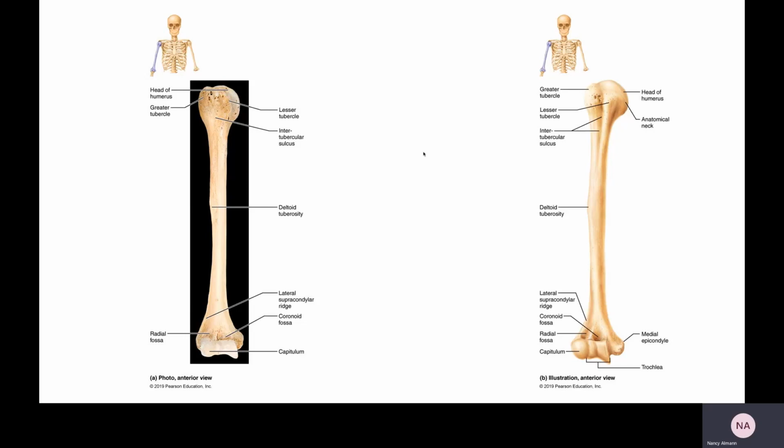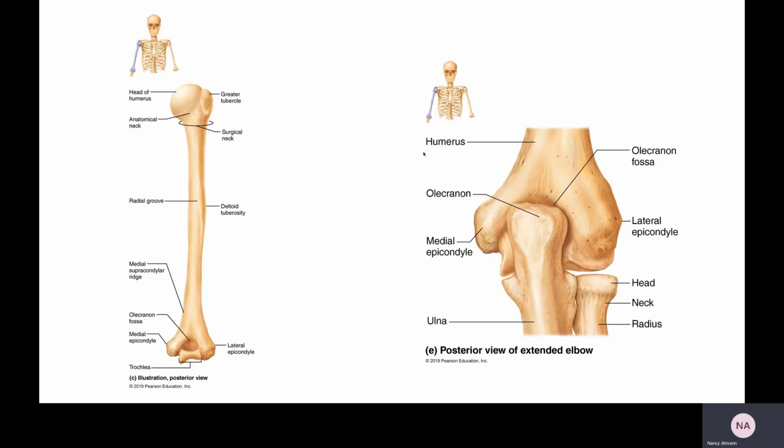There will also be the intertubercular sulcus, which is more easily remembered as the bicipital groove. The tendon of the biceps muscle will reside in that. The deltoid tuberosity is the landmark to which the attachment of the deltoid muscle sits. And at the distal end, there's a lot of activity in terms of landmarks, which we'll talk about in a second.